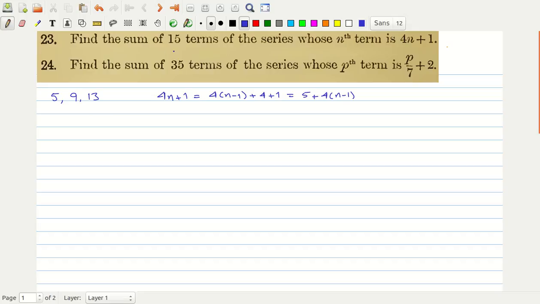So what will be the 15th term? 15th term will be 5 plus 14 into 4. This is the 15th term. Okay. So this is equal to 14 times 4 is 56. 56 plus 5 is 61. So this is the 15th term.